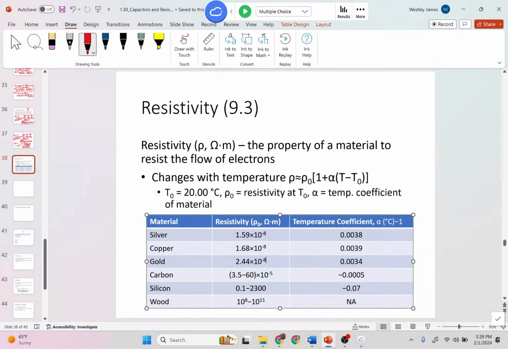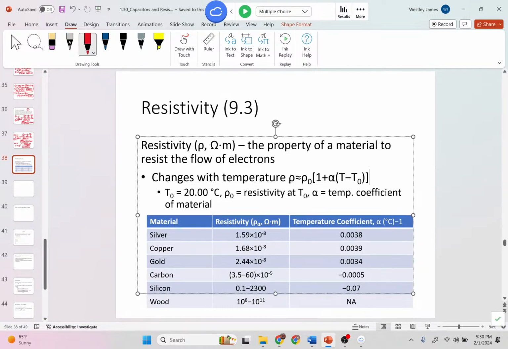Actually, most of the wires in your phone are gold because they don't rust. They don't degrade over time, which really matters when you're talking about wires that you can't see with your eyeballs. So, fun fact, gold is used in a lot of circuitry, but it's actually a worse conductor than copper, but it doesn't rust. So, fun facts. Okay, so resistivity does change with temperature.